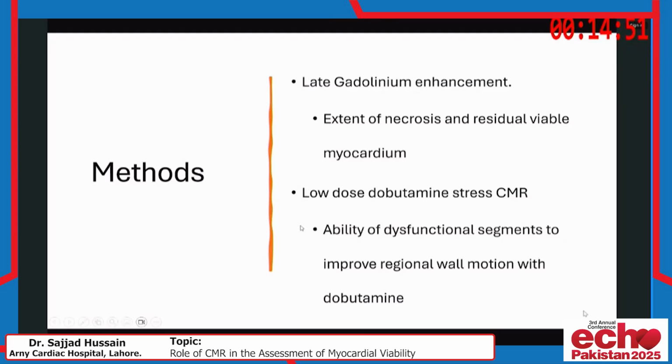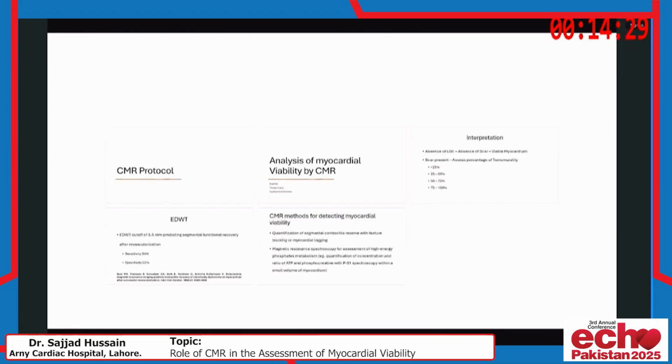Okay, so I'm going to be talking about cardiac MRI for assessment of myocardial viability. Now, there are two ways to assess myocardial viability on a cardiac MRI. You can either do a late gadolinium enhancement, which tells you the extent of necrosis and residual myocardium that can be revascularized, or you can use a low-dose dobutamine stress CMR, which will tell us of the ability of dysfunctional segments to regain wall motion and normality with dobutamine.